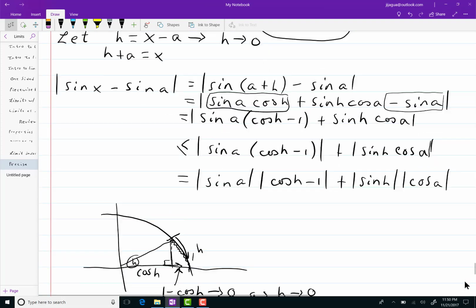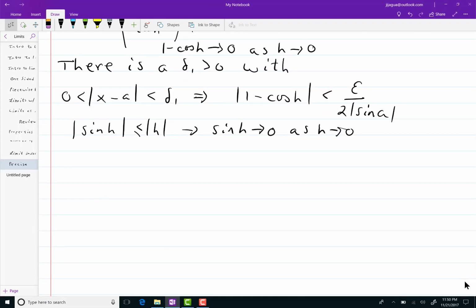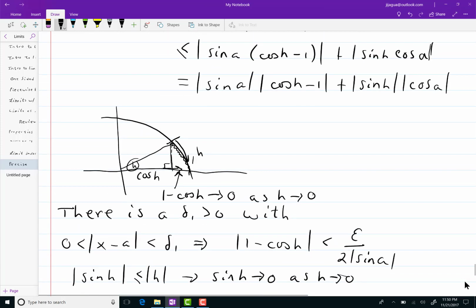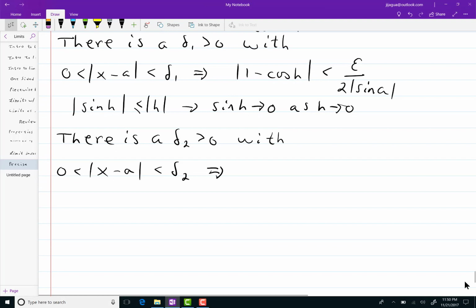Since this is true, there is a delta 2 greater than 0 such that 0 less than the absolute value of x minus a less than delta 2 implies that, I'm sneaking a peek, I know what I need now, the absolute value of sine of h could be made less than epsilon over 2 times the absolute value of cosine of a. Remember, that's not 0 either.